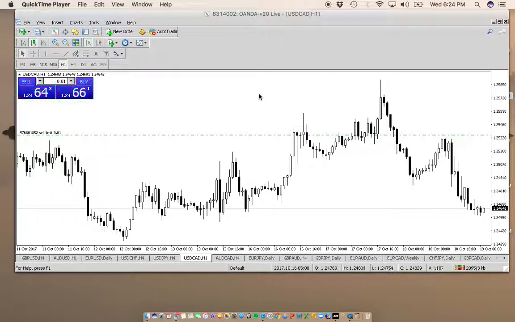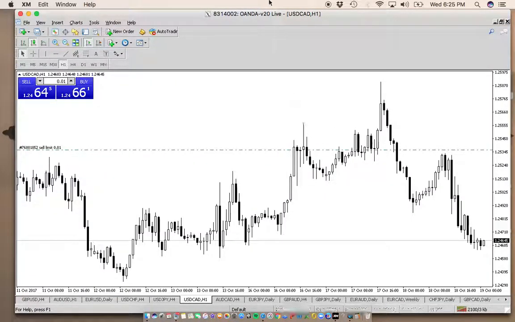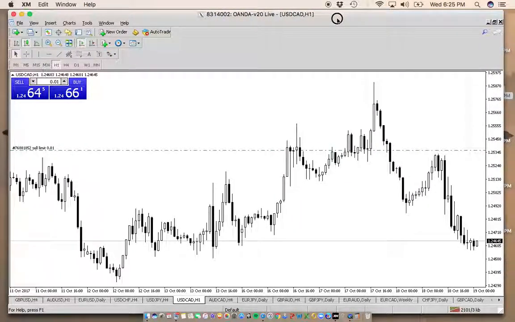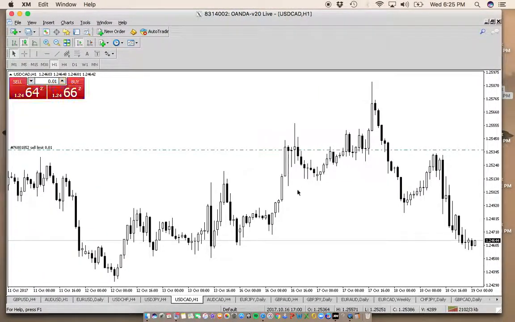So this is the setup that I wanted to show y'all that I sent you in the screenshot. This is the CAD, USDCAD. Well, this is called the naked chart. Naked chart means there's no indicators, there's no nothing on there. I want you guys to learn how to look at that so you can see patterns automatically like this.